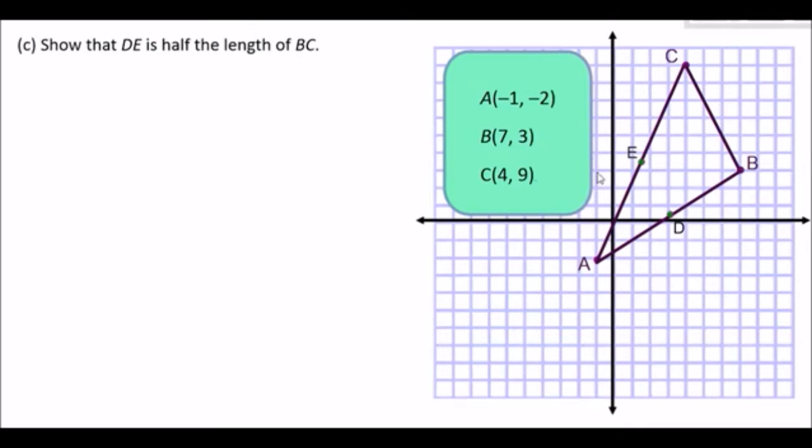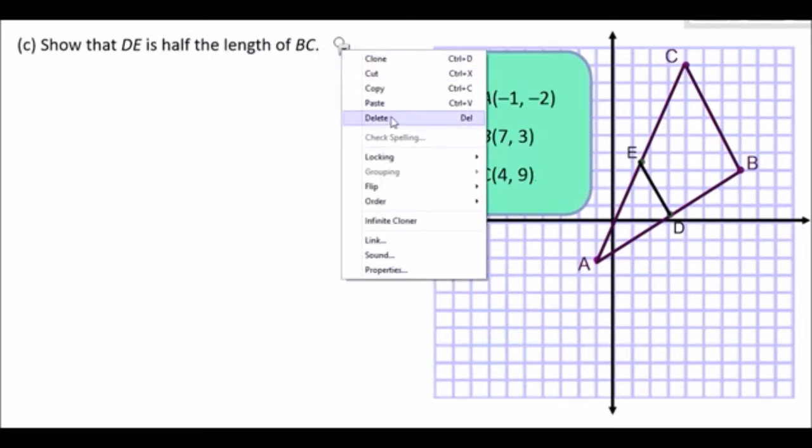DE is the line segment that connects midpoint to midpoint. So there's D to E. So now I can see that here's line DE and here's line BC. And again, I'm supposed to show that it's half the length. So I need to find the length of a line segment. And the length of a line segment is the same thing as the distance between 2 points. And we have a formula for that.